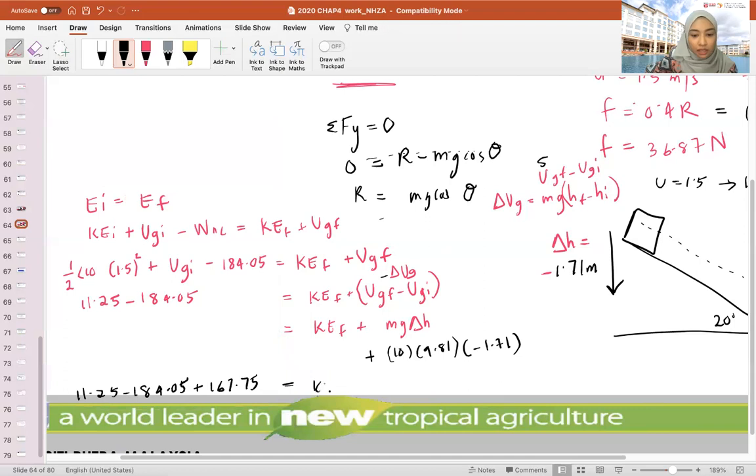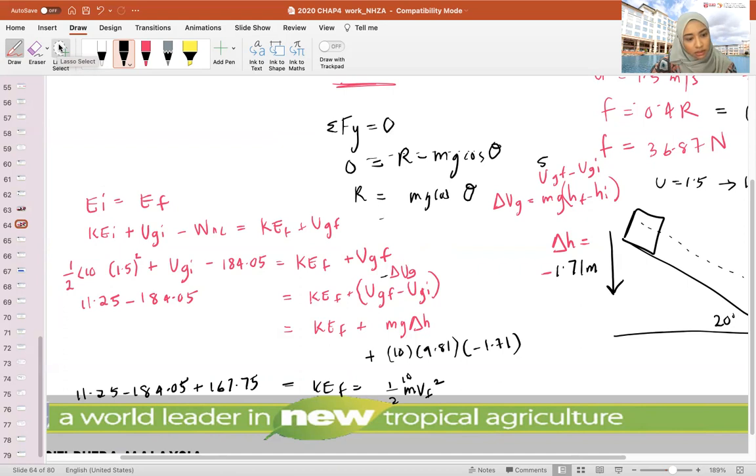Okay, so next kita dah tahu kat sini. So this will become KE final and kita tahu KE final punya equation apa? 1/2 m v final squared. So m is 10. This guy becomes 5, whatever. Kita buat dulu equation sebelah sini. 11.25 minus 184.05 plus 167.75 times 2 divided by 10. Alamak. Salah tu. 11.25 minus 184.05 plus 167.75. Saya rasa macam negatif lah.